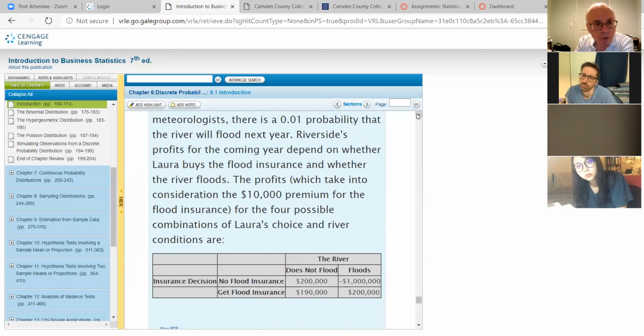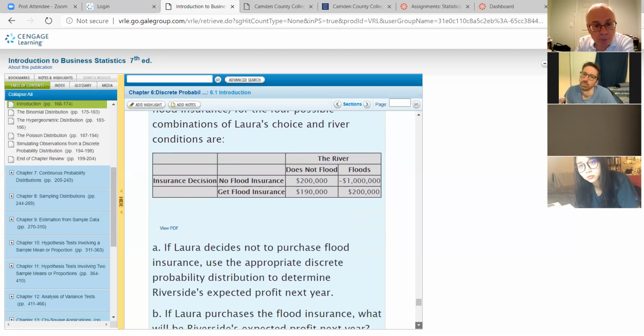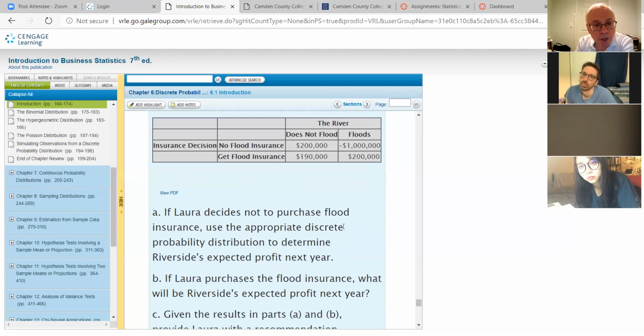And it says the probability of the river flooding in the next year is 0.01. And the question is, if the lawyer decides not to purchase flood insurance, use the appropriate discrete probability distribution to determine Riverside's expected profit, the bakery's expected profit for the next year. So they're saying she didn't buy the insurance. What's the expected profit? How would you figure it out? Well, there are two cases. The river floods or it doesn't flood, correct?